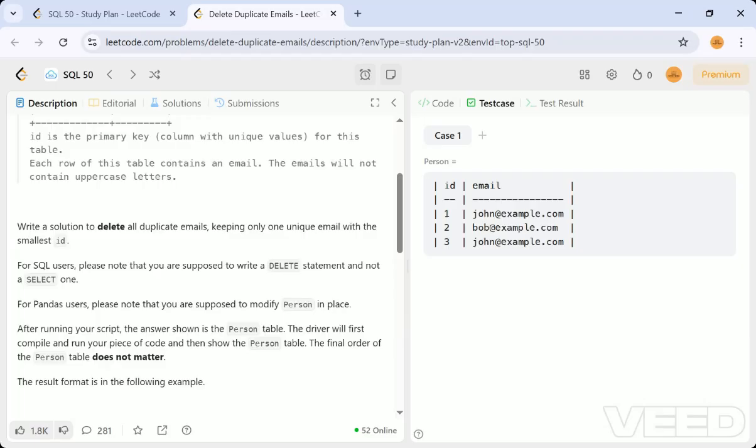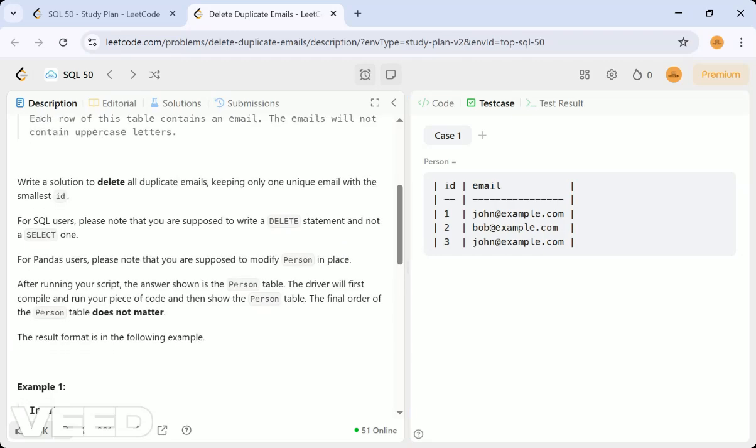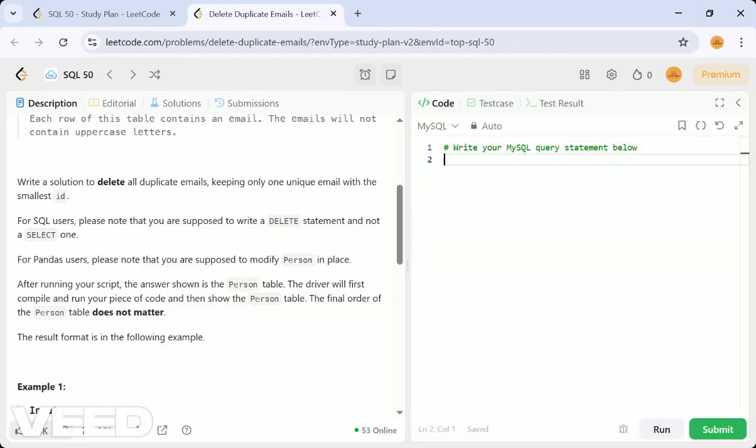For SQL users, note that you are supposed to write a delete statement, not a select statement. They are telling us to write a delete statement. See, we are not selecting, we have to delete. For pandas users, they are telling us to modify the Person table in place. After running your script, the answer is shown in the Person table. The driver will first compile and run your piece of code and then show the Person table. The output of the Person table doesn't matter. Some data they have given, to see how the delete will work in this browser.